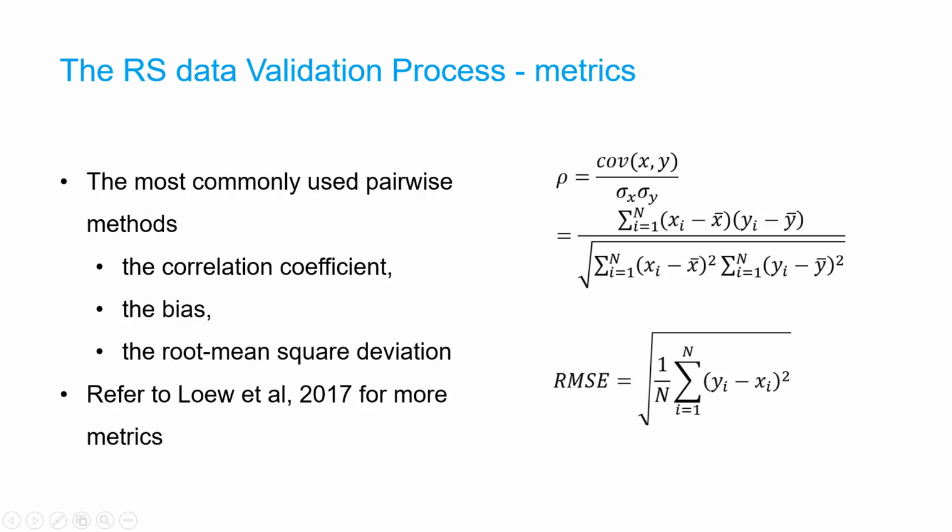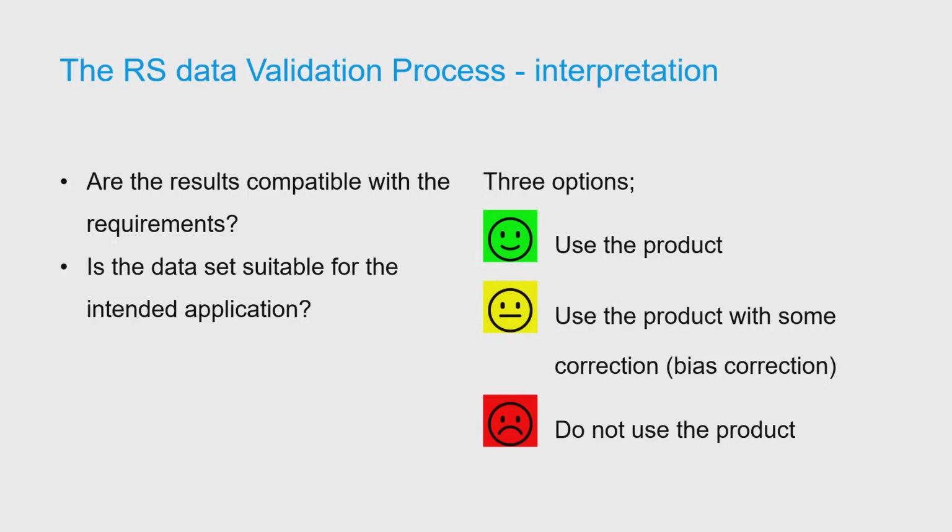The choice of metrics used within the validation process depends on the application and data availability. The most commonly used pairwise methods are the correlation coefficient, the bias, and the root mean squared deviation. There are, of course, many more comparison metrics used in validation of remote sensing data. After the comparison metrics have been computed, the results need to be judged if they are compatible with the requirements and if the dataset is suitable for the intended application.